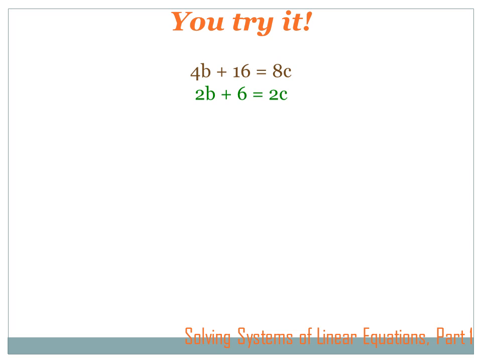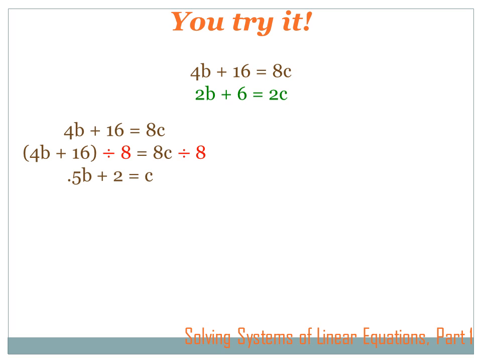Okay, I've got a set of equations here and I want to solve them. I've got 4b plus 16 equals 8c and 2b plus 6 equals 2c. Well, this time let's find out what c equals in both equations, and then we'll set those two equal to each other and solve for b.